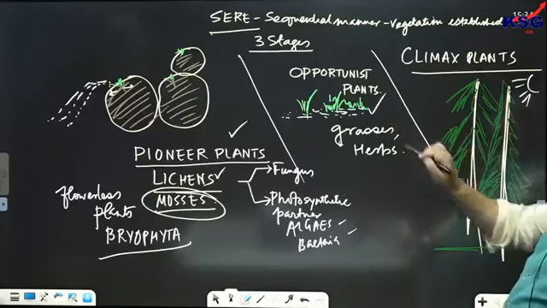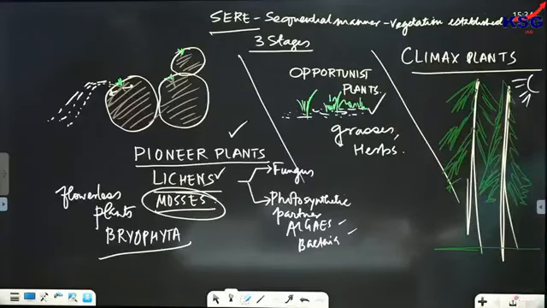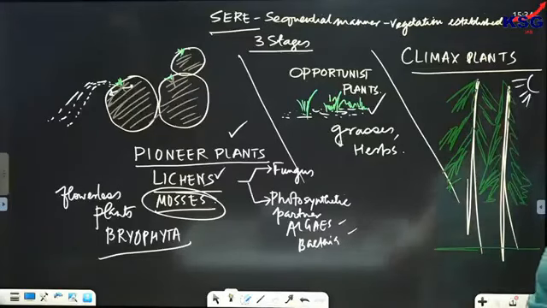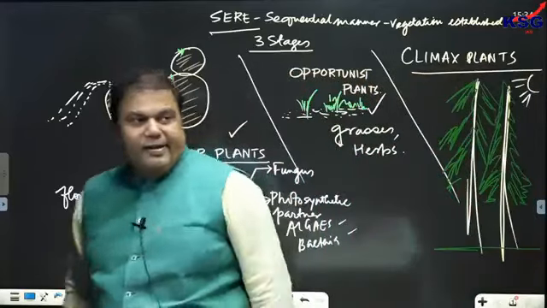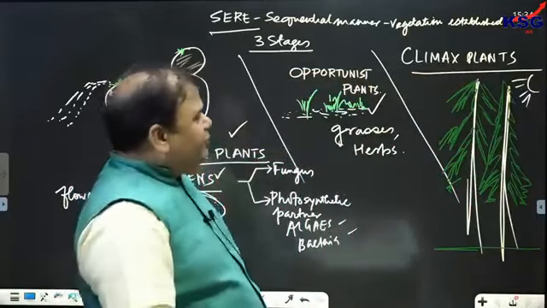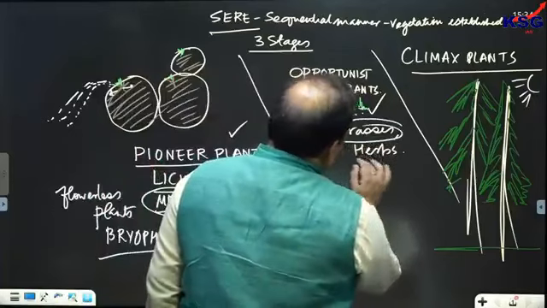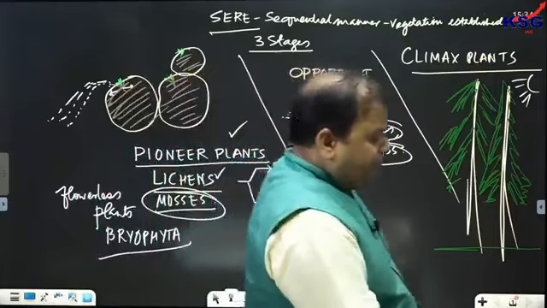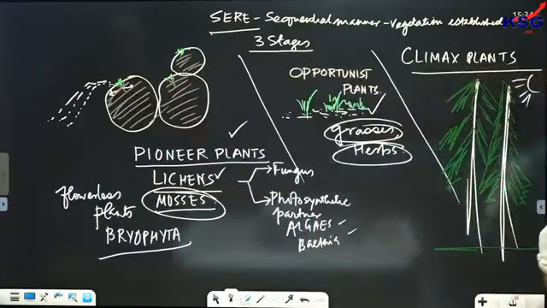In this phase, after the formation of soil, already soil has been formed, small vegetation like grasses or herbs would be growing. They would be surviving for 1 or 2 years.